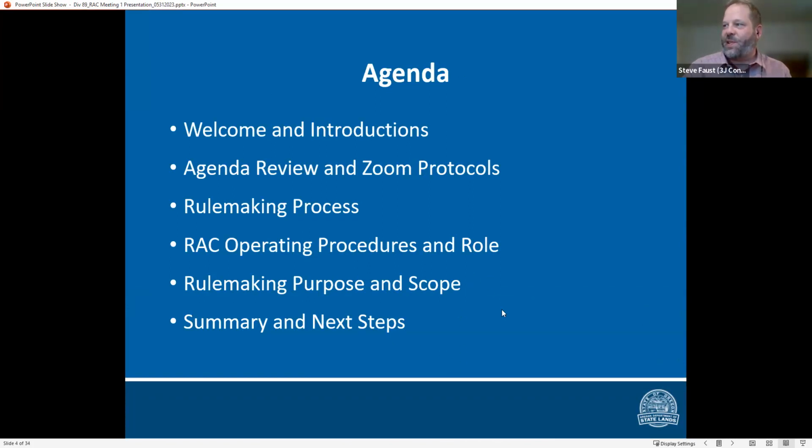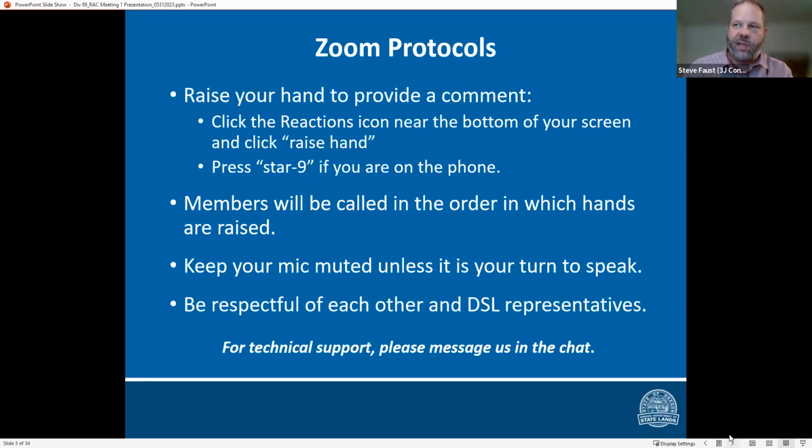After our protocols and agenda review here, Danielle is going to take us through the rulemaking process and the operating principles and the role that all of you play in this process. Then Kirk is going to take us through the rulemaking purpose and scope. And then it'll come back to me. I was going to give a summary of the interviews I've been conducting, but I have only spoken with about 5 or 6 of you. So we're going to save that presentation for the beginning of meeting number 2. But I will walk us through next steps. We'll then open up for RAC member or interested party comments before we adjourn. So that's our agenda for today.